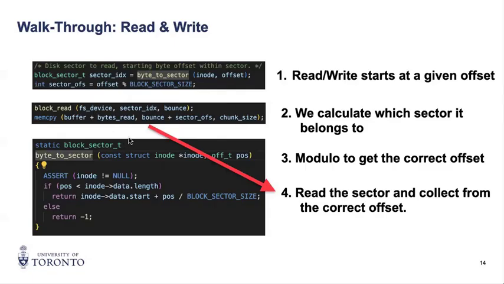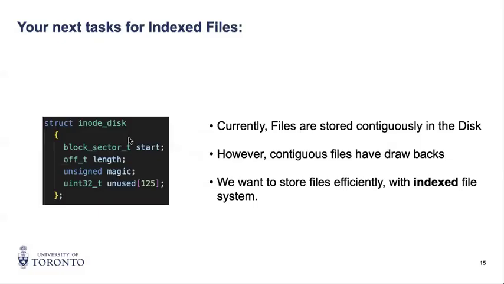Okay, so now we know how to read and write. We know how to create and open inodes. Your next task is index files. So why do we actually need index files? Currently, files are stored contiguously on the disk. As you have seen before, we're using simple arithmetic. We just divide by the block sector size and add that index to the start.